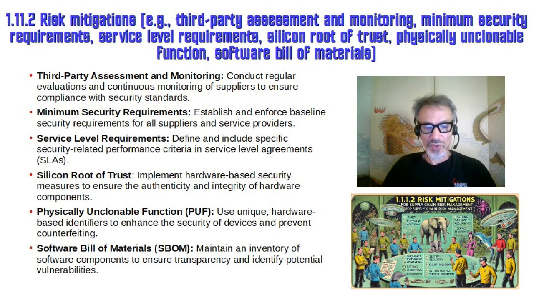6. Software Bill of Materials, SBOM. Maintain an inventory of software components to ensure transparency and identify potential vulnerabilities. An SBOM provides visibility into the components that make up software products, helping organizations quickly identify and address vulnerabilities when they're discovered. These mitigations represent a multi-layered approach to supply chain security. They combine organizational practices, contractual measures, and technological solutions to address the various risks we discussed earlier.